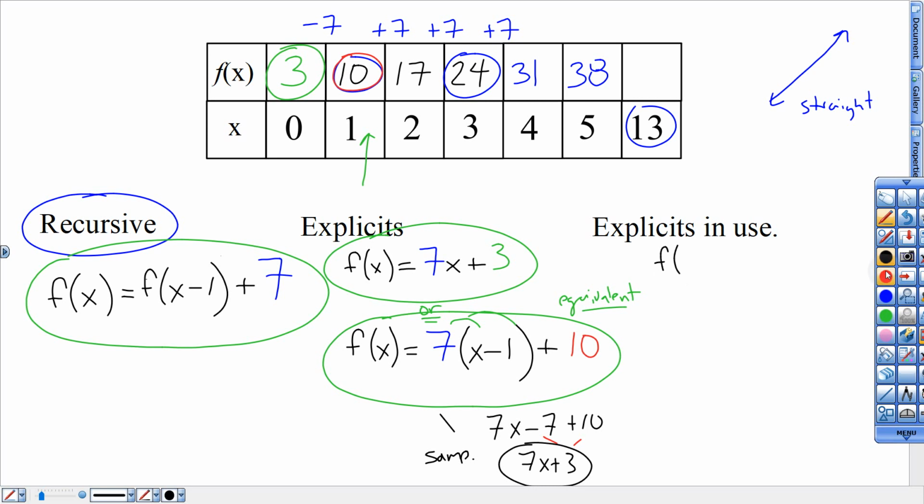Plugging in 13 right here. 7 times that 13. And then when I times that, I'm going to add that to 3, knowing that's one way of getting this answer, jumping ahead to the 13th. So 7 times 13 gives me 91. So I could do the 13th term is 91 plus 3. The 13th term is 94. And put that number right here.